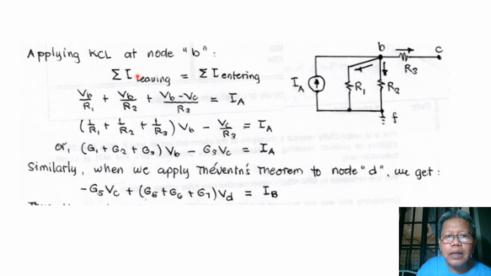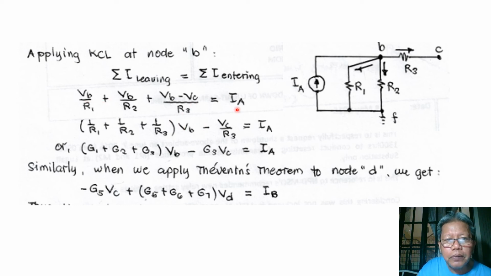Applying Kirchhoff's current law at node B, the summation of currents leaving is equal to the summation of the currents entering. At the left, we have the current here, which is V_B over R1, and then this current here is V_B over R2, and then the current here is (V_B minus V_C) over R3. And at the right, we have the summation of entering current. So we have IE entering node B.